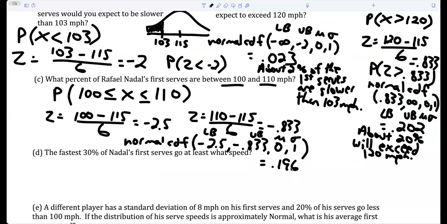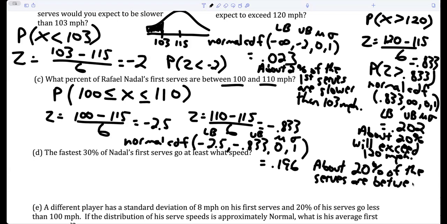So I'm going to say about, okay, when you write a conclusion here, you need to put it in context. So I'm going to say about 20% of the serves are between 100 and 110 miles per hour.